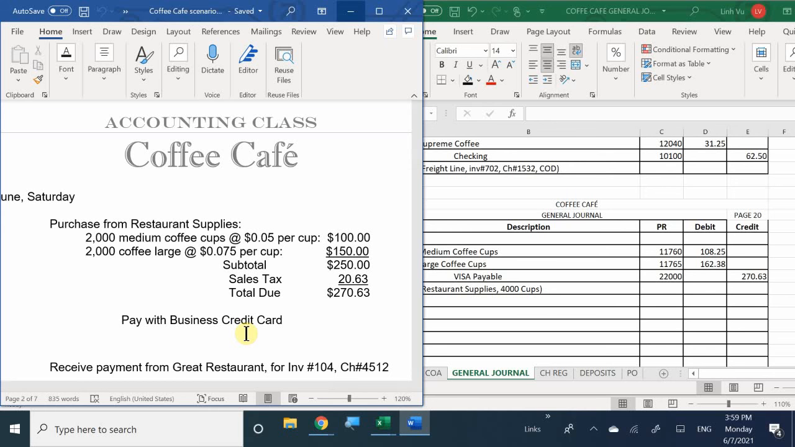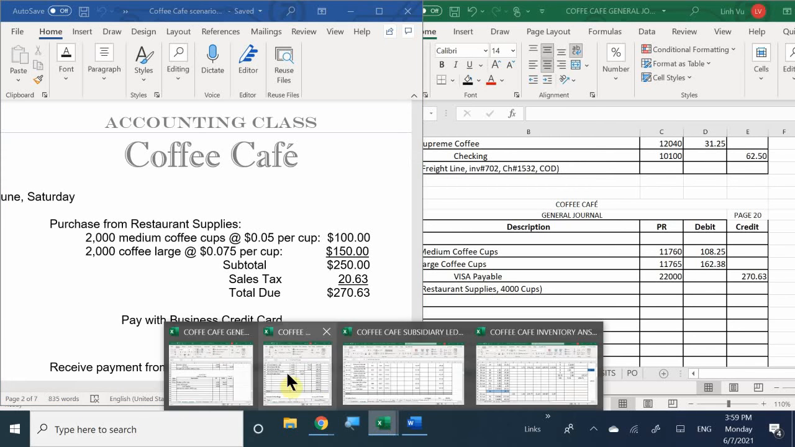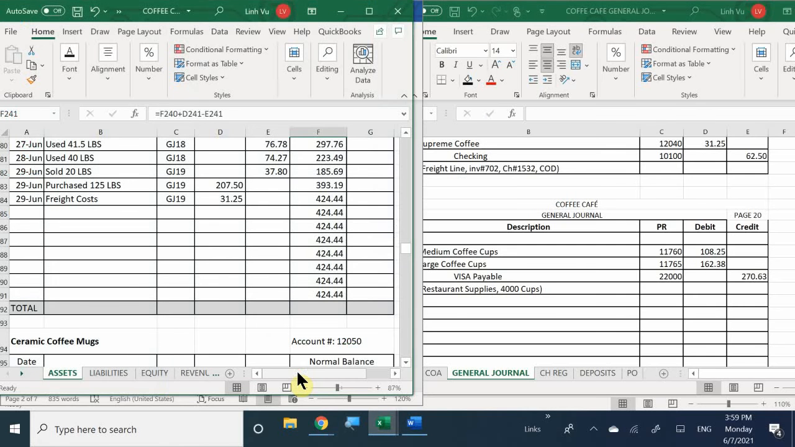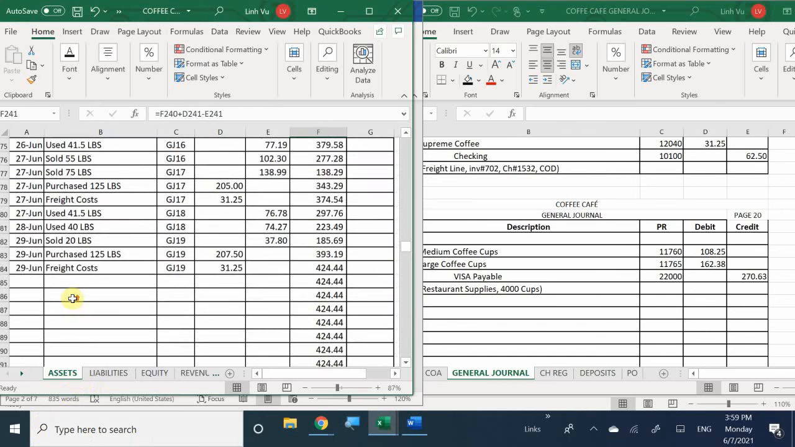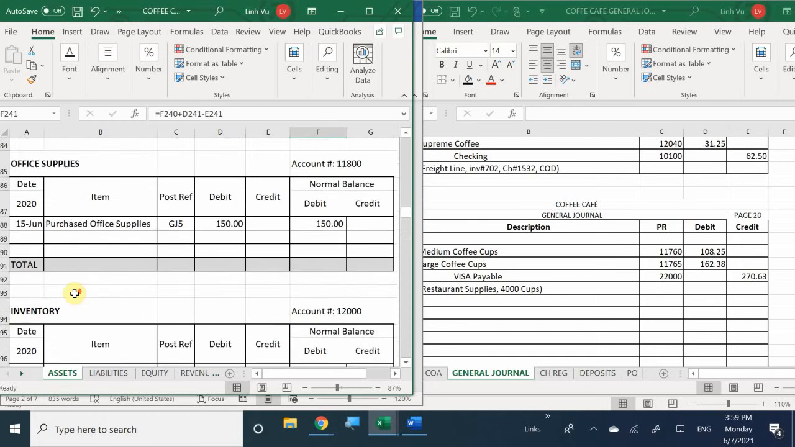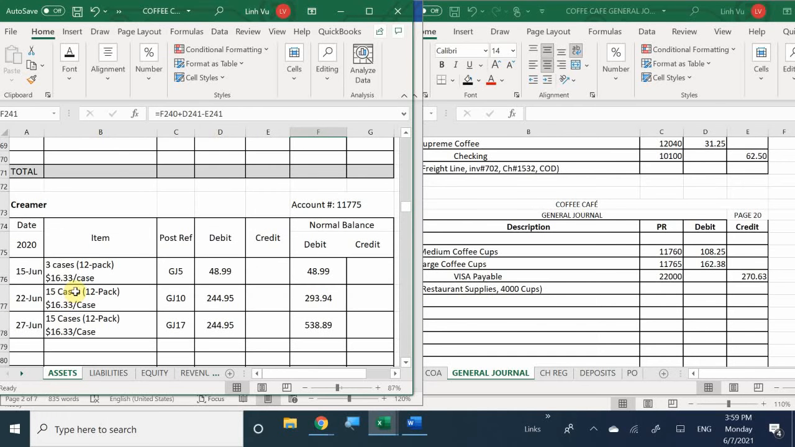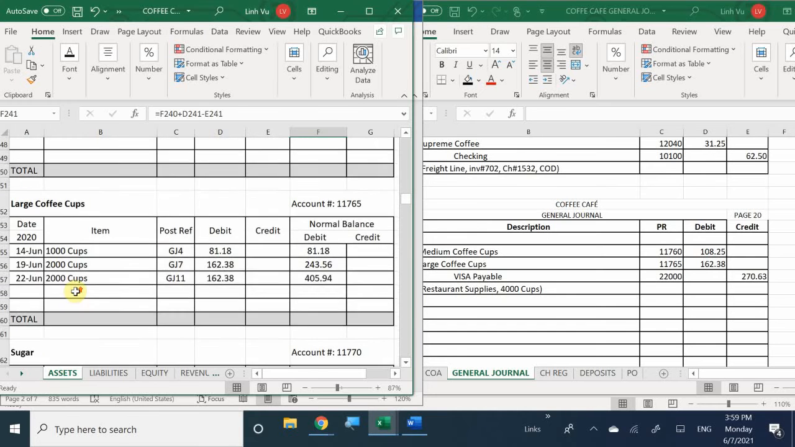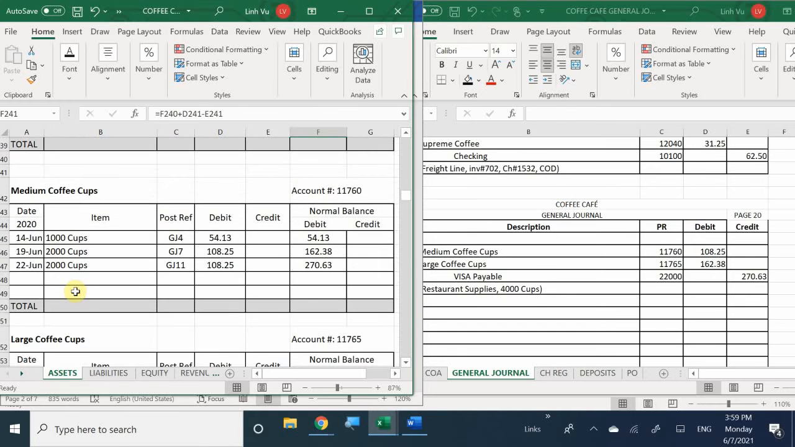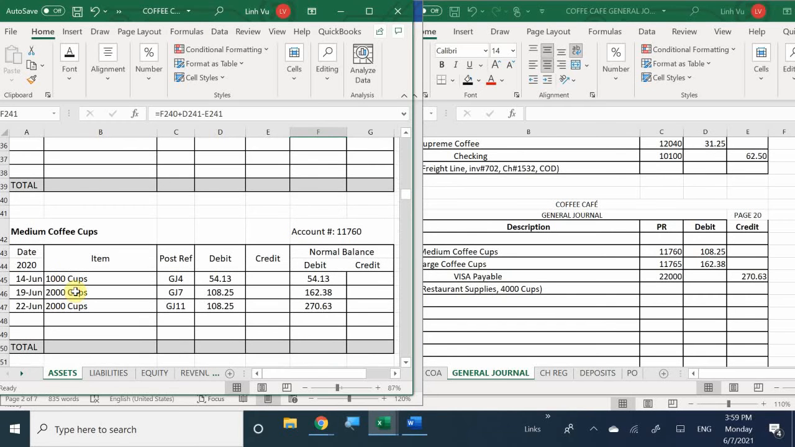Ledger once everyone's caught up. I'm good. Okay, we'll start with our assets. Start with the first one. Am I on the right one? You put medium coffee cups 108.25. Yep, yes, 108.25.